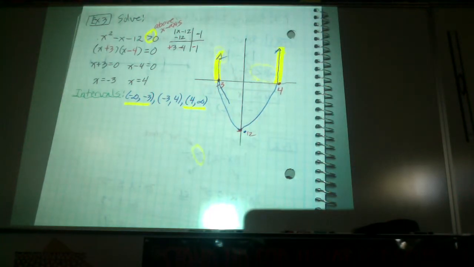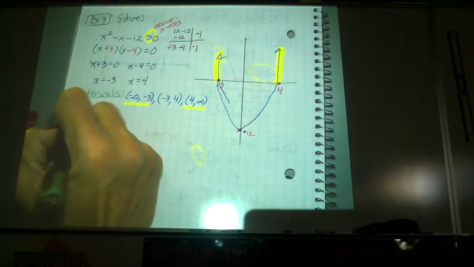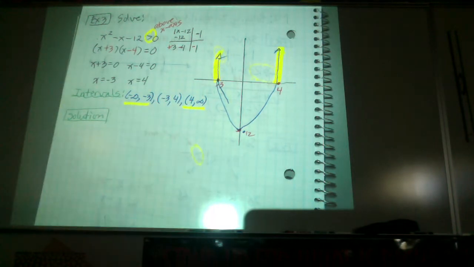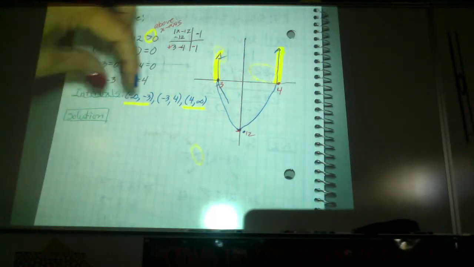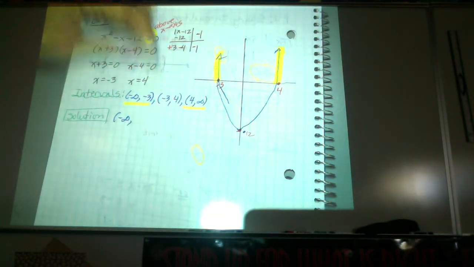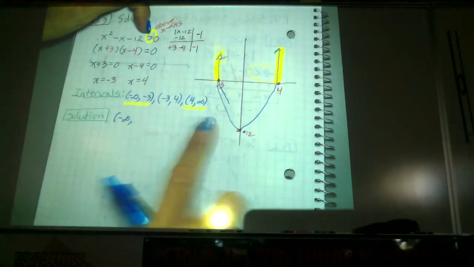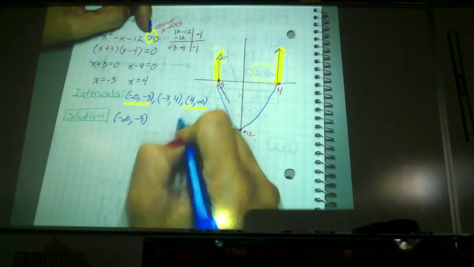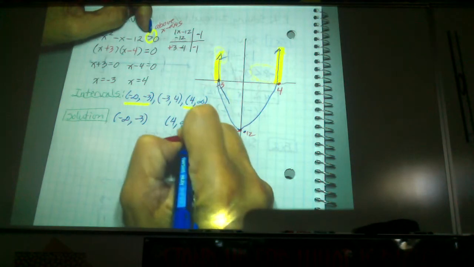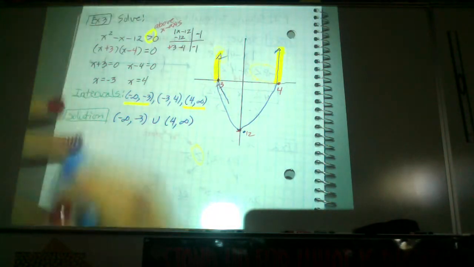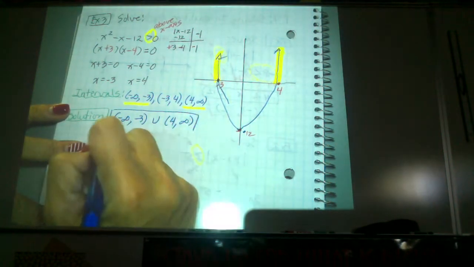Because I have 2 intervals, I know I'm going to have union notation. So then my solution, or solutions, I guess it's really my solution. I don't know. It doesn't matter. Would be this interval here. We always have a parentheses at negative infinity. Because of the greater than, am I going to have any brackets here? No. So I know I have parentheses. And then I'm going to include this interval. And because there's two of them, I have a union between them. So this whole thing is the solution.